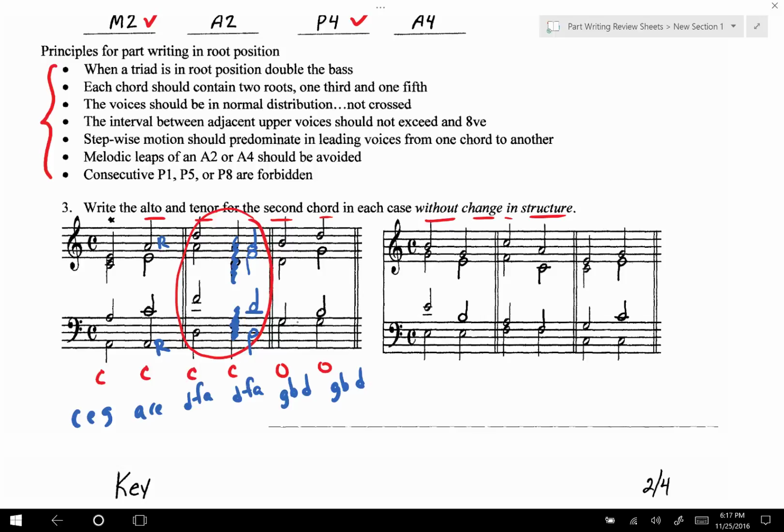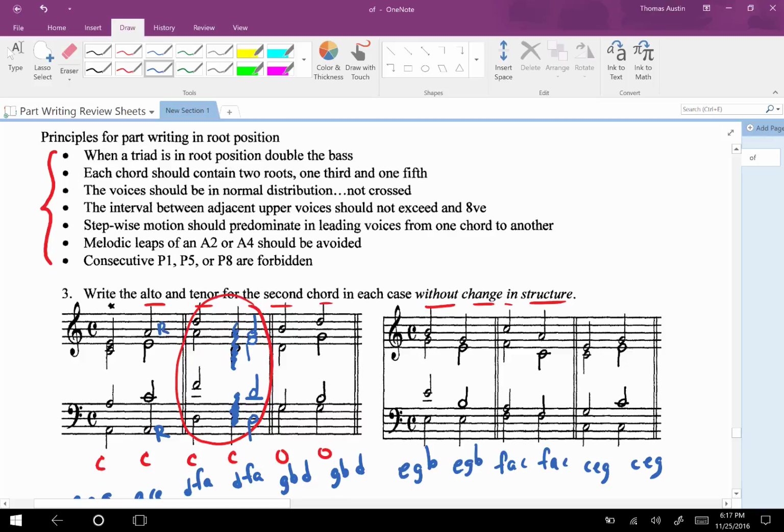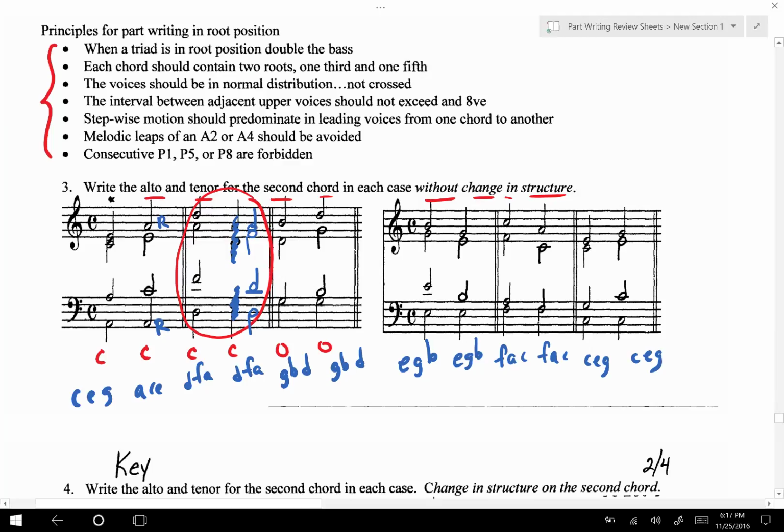Moving over to the next 3 measures. Build your triad. Realize the structure of the first chord for each one. This appears to be closed, closed. Open, so we'll need to write open. And this one appears to be closed, so we'll write it as closed.